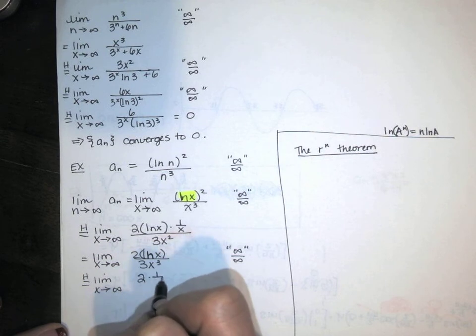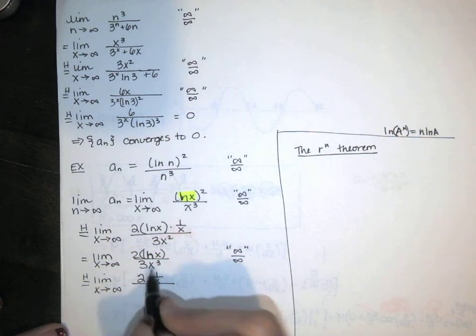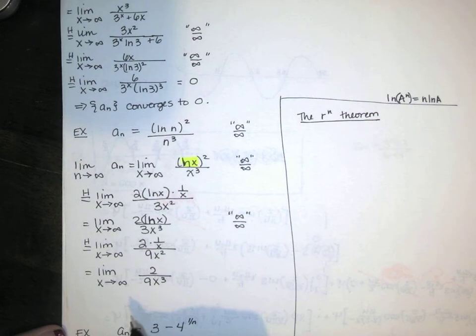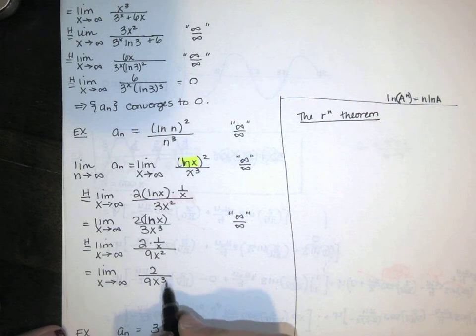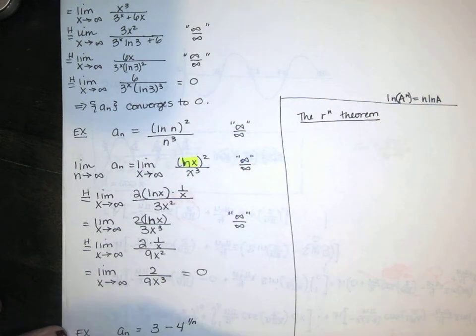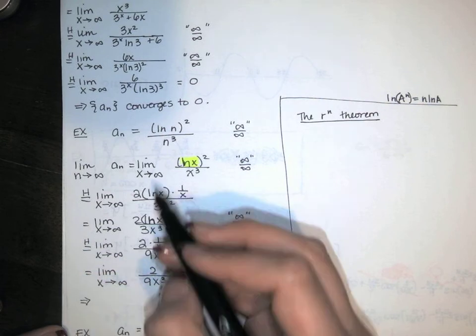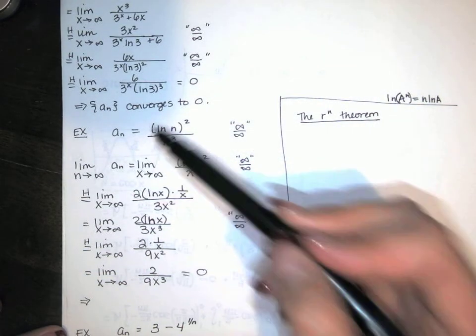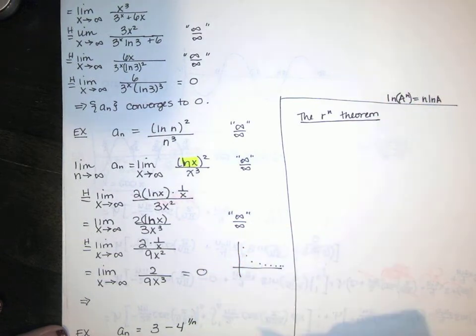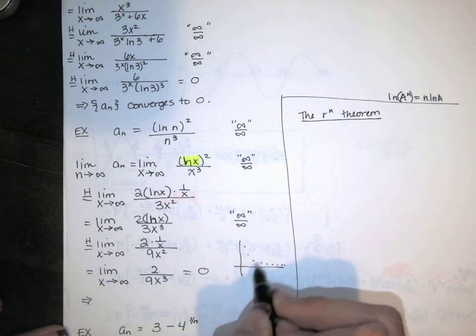Derivative of natural log of x is 1 over x. Derivative of 3x cubed is 9x squared. So we end up with this. That x comes down here, we end up with a 9x cubed down there. So as x goes to infinity, I have 2 over something really large, which is really small. It's 0. It's a coincidence that it happens to be 0. They're not all equal to 0. So remember, big picture, our sequence is approaching 0. I don't know exactly what it looks like, but eventually, approximately, toward the end, it looks like that.